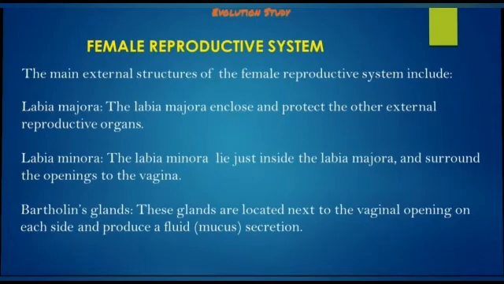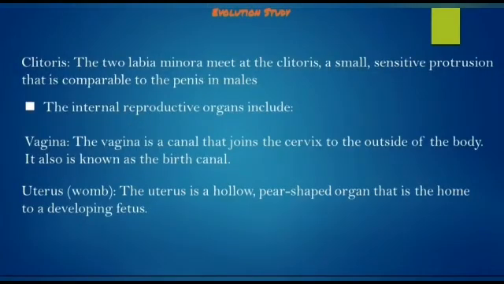These glands are located next to the vaginal opening on each side and produce a fluid mucus secretion. Clitoris. The two labia minora meet at the clitoris, a small sensitive protrusion that is comparable to the penis in males. The internal reproductive organs include the vagina and the uterus. The vagina is a canal that joins the cervix to the outside of the body. It is also known as the birth canal. And what is the uterus? The uterus is a hollow, pear-shaped organ that is the home to a developing fetus.